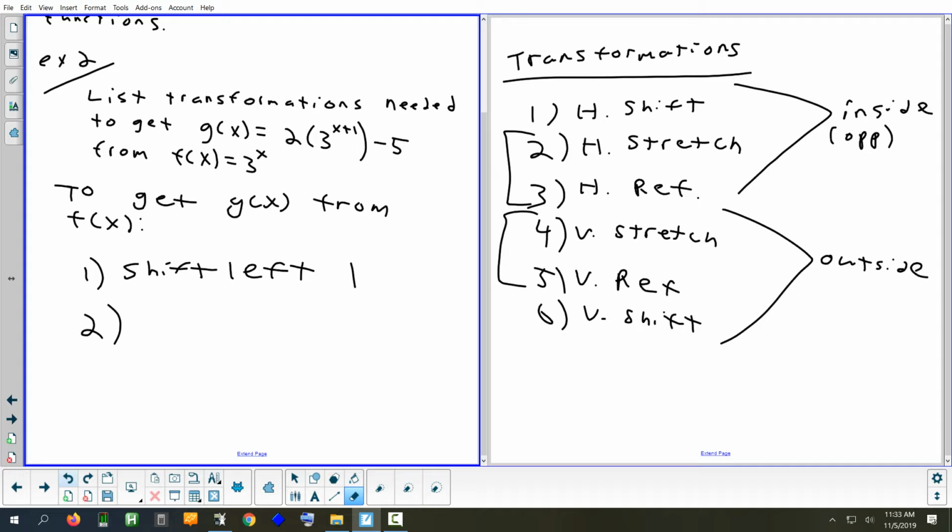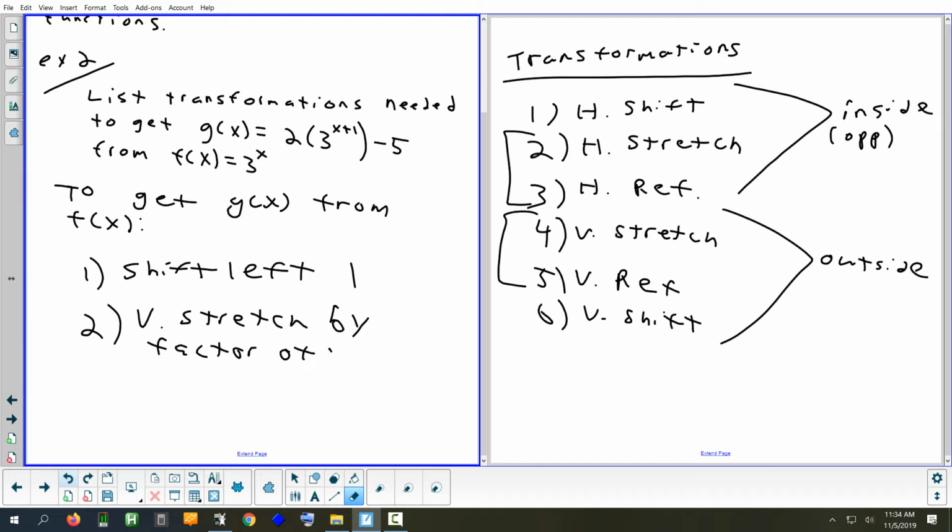Do we have a horizontal stretch? No, if you did, it would be like a number in front of the x, like 2x + 1. Stretching is always multiplying the variable, and it's inside. Do we have a horizontal reflection? No, we don't have it. Do we have a vertical stretch? Yes. How much? Factor of 2. Vertical stretch by a factor of 2.